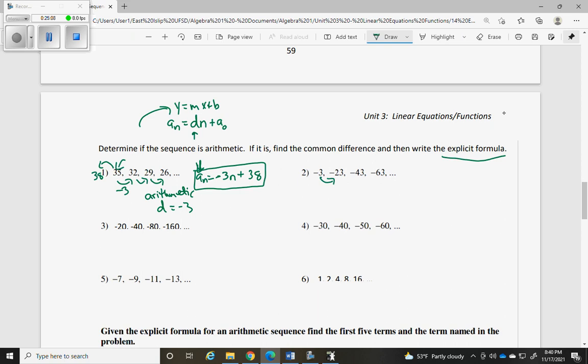So is this arithmetic? Are we adding on the same number again, again, again, and again? Looks like I can keep on subtracting 20 or adding on a negative 20 to get to the next number. So this is arithmetic.